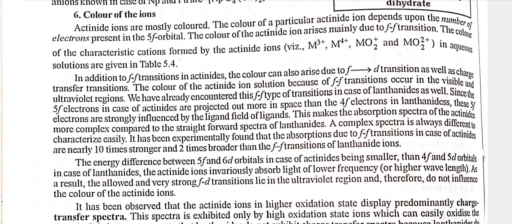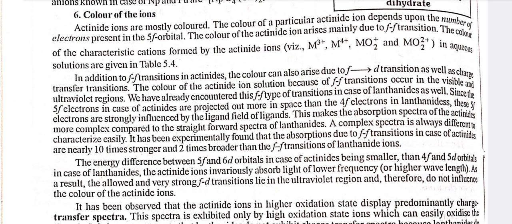In addition to f-f transitions in actinides, the color can also arise due to f-d transitions as well as charge transfer transitions. The color of actinide ion solutions because of f-f transitions occurs in the visible and ultraviolet regions. We have already encountered this f-f type of transition in the case of lanthanides as well. Since the 5f electrons in actinides are projected out more in space than 4f electrons in lanthanides, these 5f electrons are strongly influenced by the ligand field of ligands. This makes the absorption spectra of actinides more complex compared to the straightforward spectra of lanthanides.